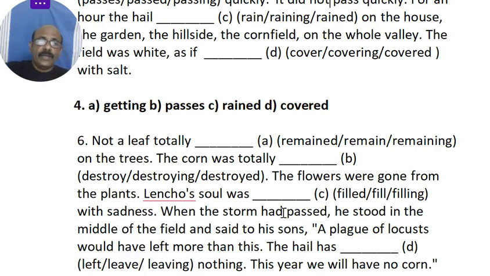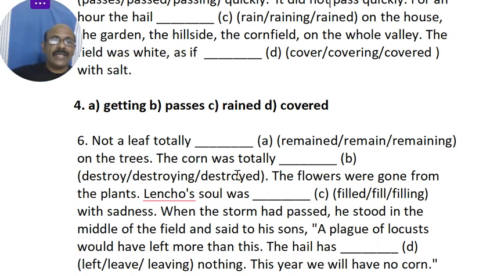Not a leaf totally dash. The corn was totally dash. The flowers were gone from the plants. Lencho's soul was filled with sadness. When the storm had passed, he stood in the middle of the field and said to his sons, a plague of locusts would have left more than this. The hail has left nothing. So this year we will have no corn.